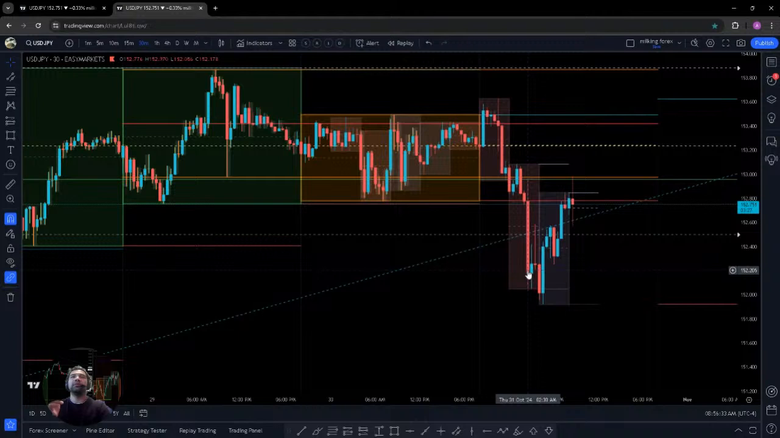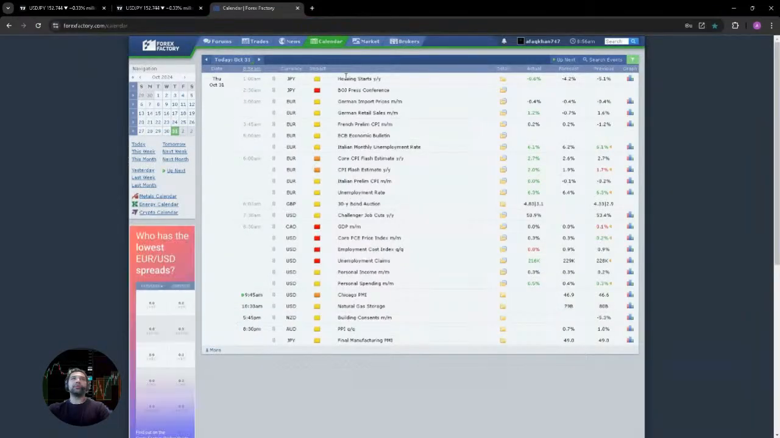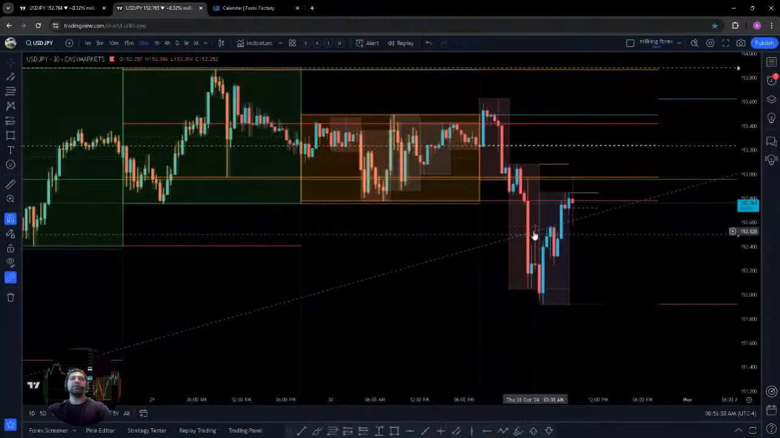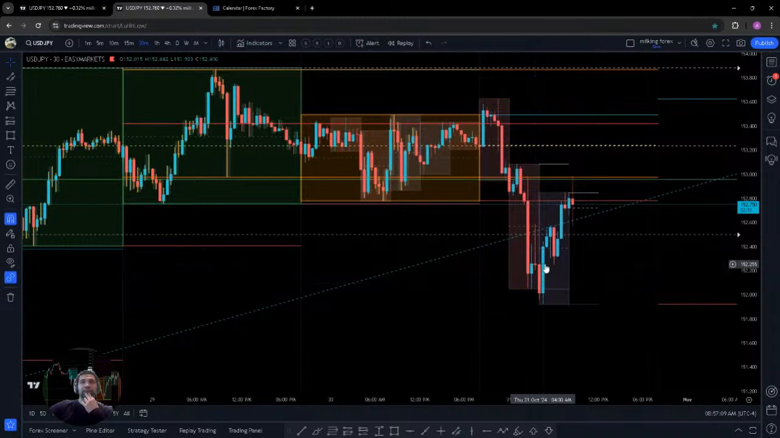some interest rates of the Japanese yen coming, like their federal funds rate, it's their policy rate. Let me show you guys. See, this was actually the data. 2:30 a.m. BOJ press conference. This is the reason for this fall. That's why there was an intense fall. Price came back down, and right now the price is stuck.